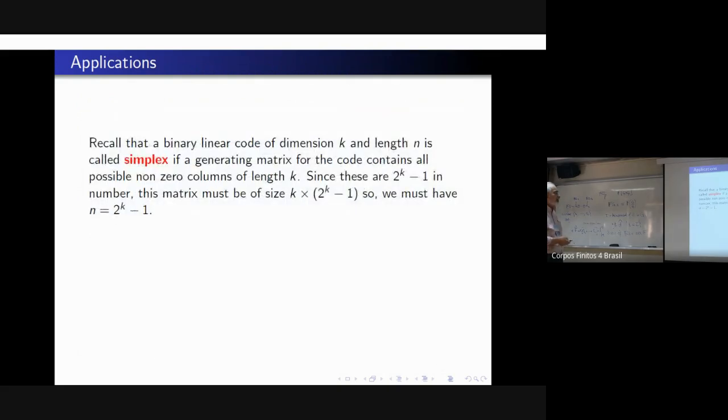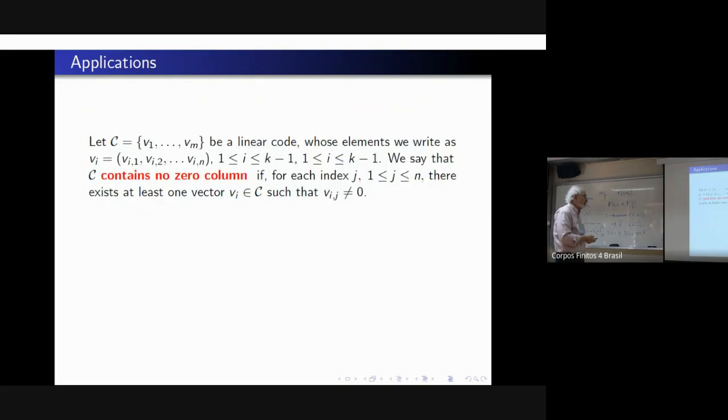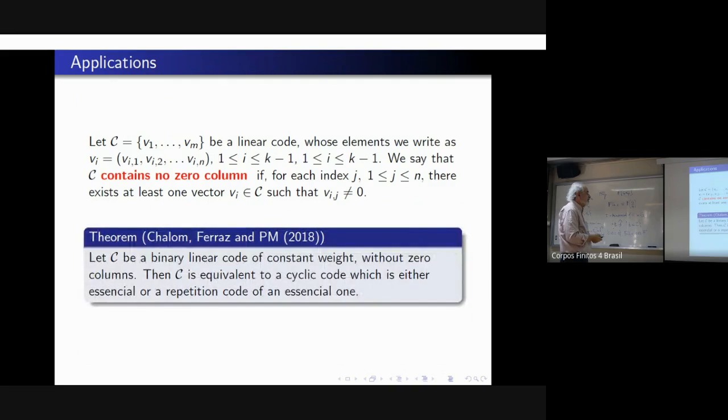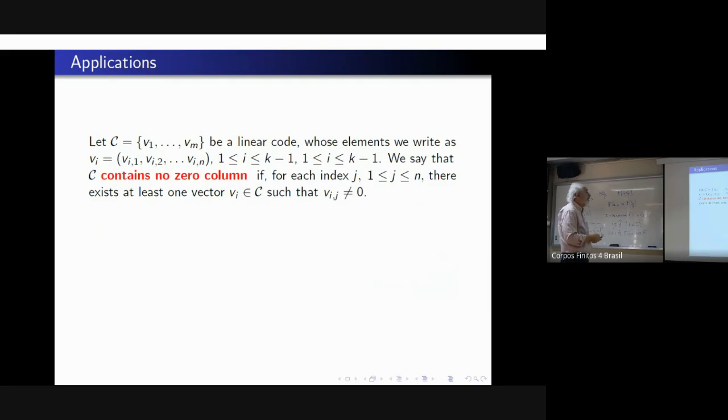And, well, let me go to... as soon as you take a linear code, you say it contains no zero columns. No zero columns if the generating matrix doesn't have a zero column, which is the same thing as saying that in the code there's not a position in which every coordinate is zero. That would be, you would be able to reduce it.